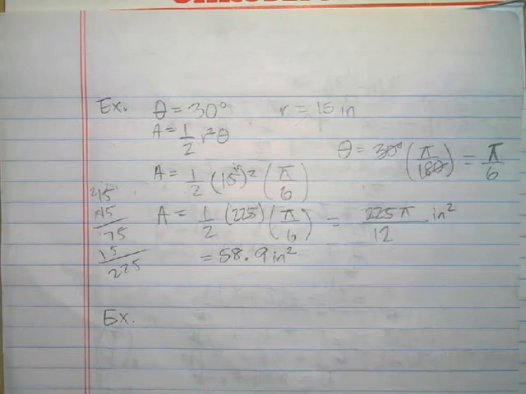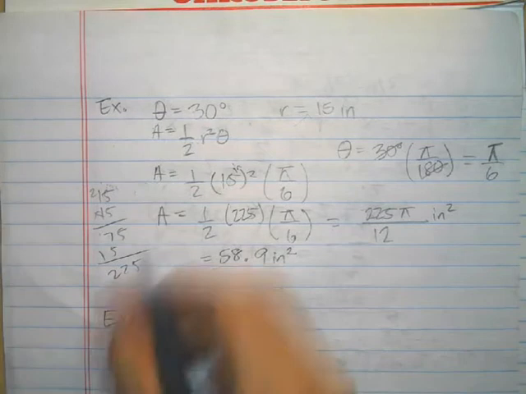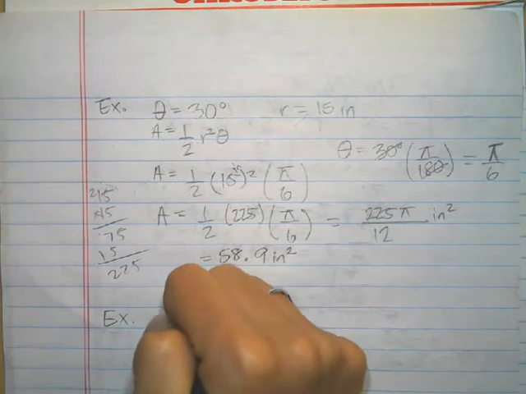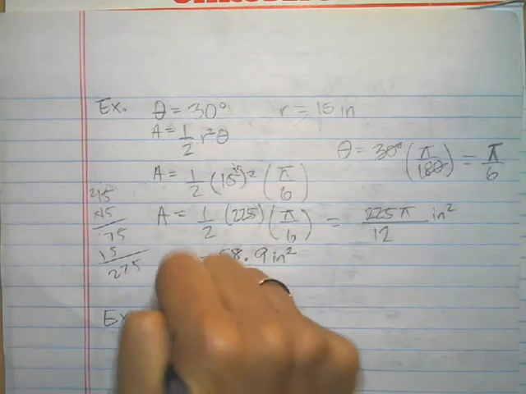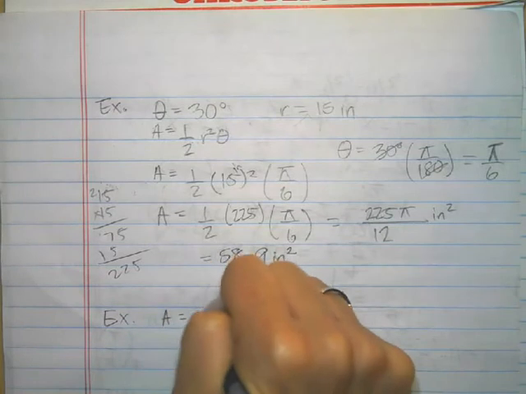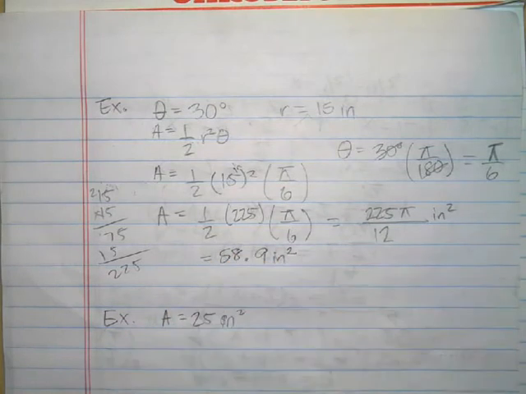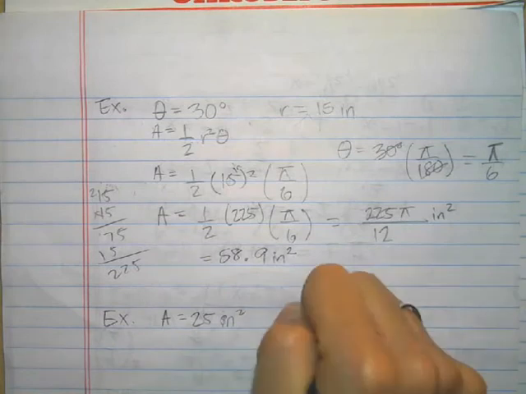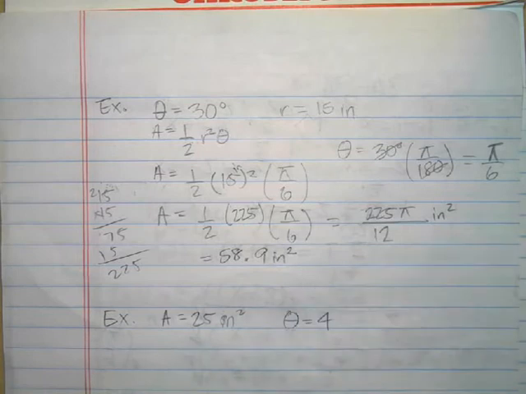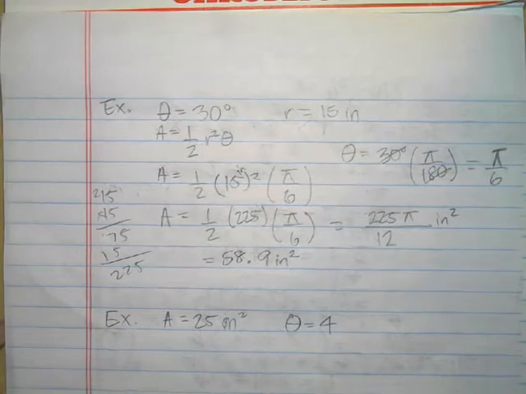The second example says a sector of area 25 square inches is formed by a central angle of 4 radians. Find the radius of the circle. So I'm going to read it again, and we'll write down what we know. A sector of area 25 inches squared is formed by a central angle of 4 radians. So theta is 4 radians. It's already in radians, so I can just write it as 4. If there's no little degree mark, you can assume it's in radians already.